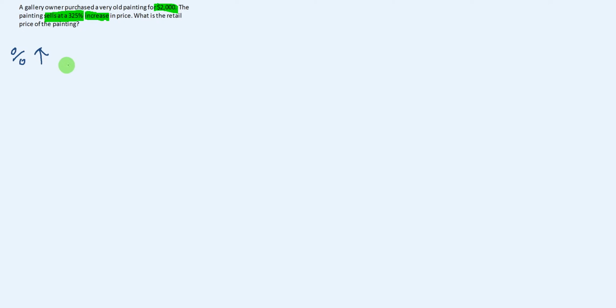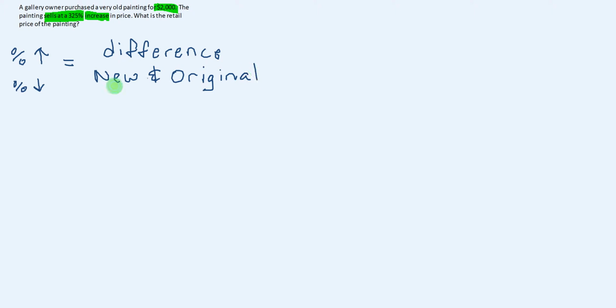Now we're about to create a formula, but that formula works for not only percent increase, it also works for something known as percent decrease. And that formula is the difference of both the new and the original value. So I'm going to write difference between the new and original. Let's fix that I real quick. And that is divided by the original value.